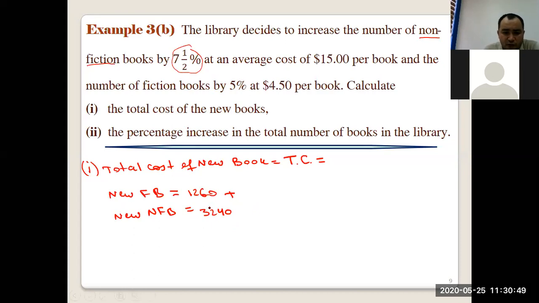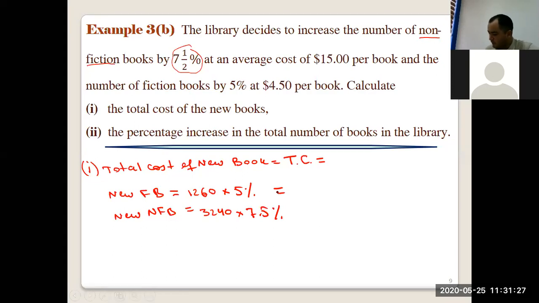So to find the number of new books, I should multiply this by this percentage. So that is 7.5%, because we are going to buy this many new books, right? We are going to increase by 7.5%. And how about fiction books? 5%. This one is 7.5%, and 5% means 0.05.